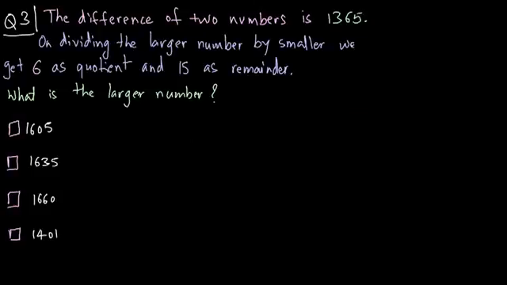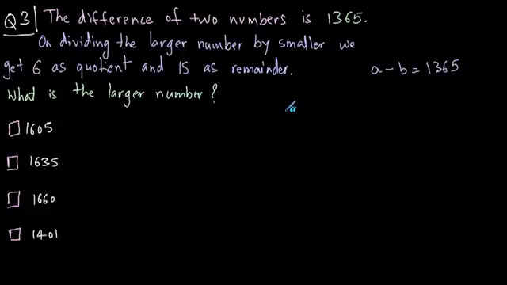Okay, time to solve the third question. We have been given the difference of two numbers. So let the numbers be a and b. So we get a minus b equals to 1365. Now on dividing the larger number by smaller number, we get 6 as quotient and 15 as remainder. So let the larger number be a and the smaller number be b. So we are dividing the larger number by the smaller number. So we are dividing a by b.